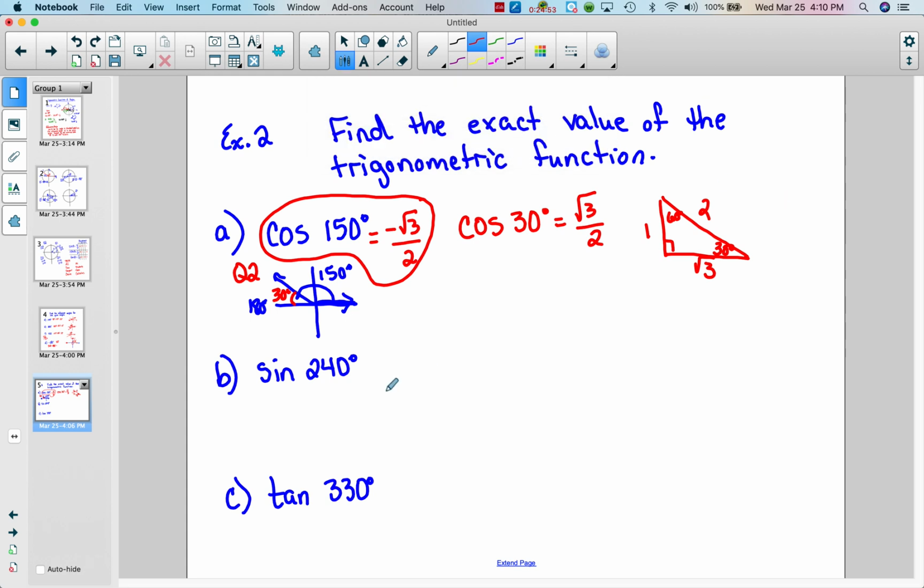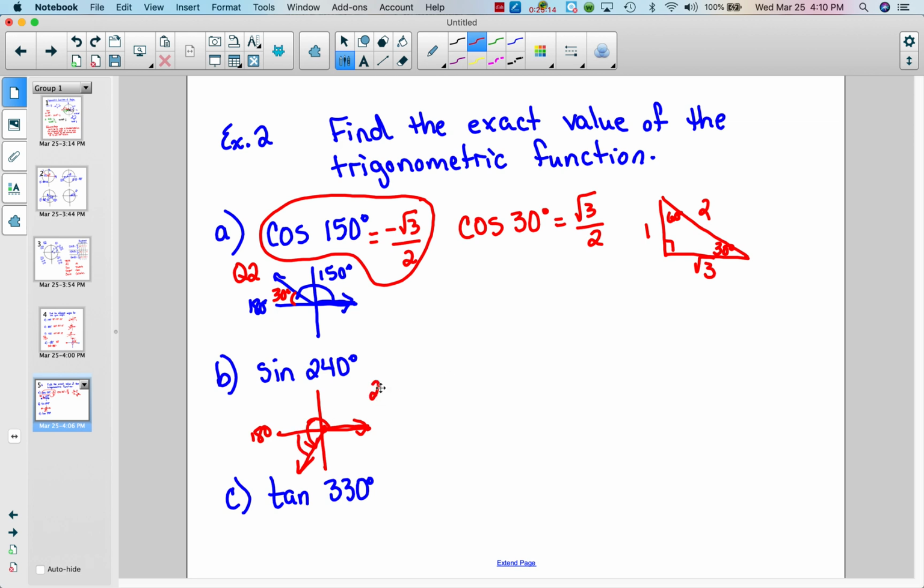Next one, sine of 240. So what do I do first? I draw a picture. Remember 180 is right here. 270 would be here because you're adding another 90. So 240 is somewhere in quadrant 3. So we'll just put it somewhere in there. And that's 240. So my reference angle is this piece here.